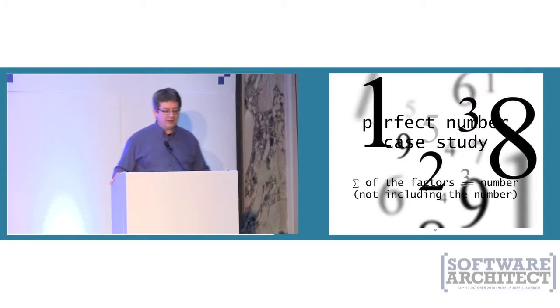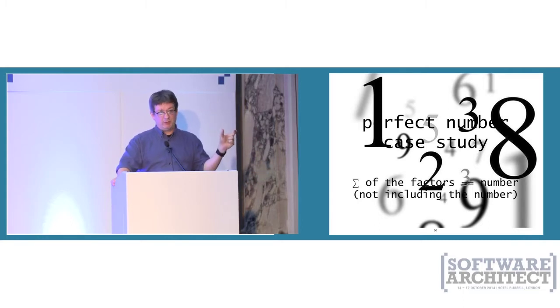And here's the problem I solved. This is actually an ancient Greek mathematician's observation about this weird little characteristic of numbers. He identified something that he called a perfect number. A perfect number is a number where you take the factors, which are the pairs that when multiplied together equal the number. If you add all the factors of a number up, it equals the number.